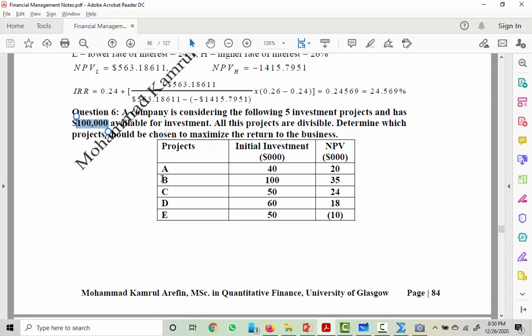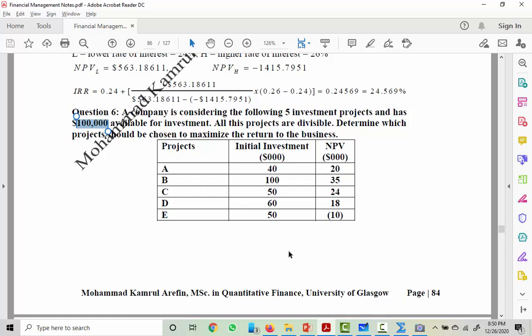So that means you need to rank these projects. You need to develop a ranking of these projects. That means which project is best. The best project should get investment, should get its capital first. So the best project should get priority, right? So how should we identify which project is best?